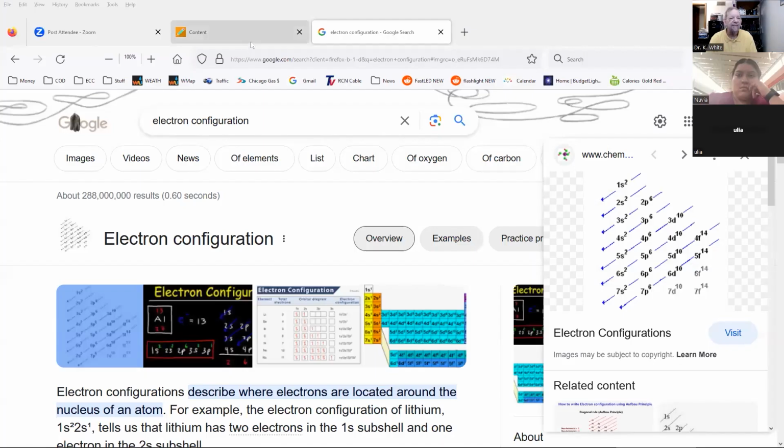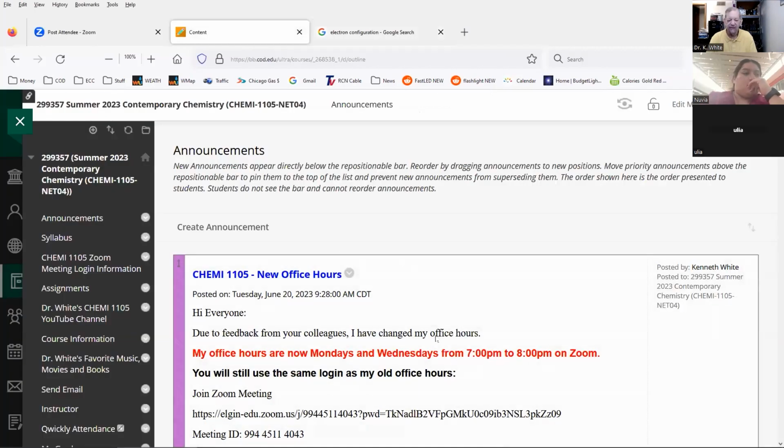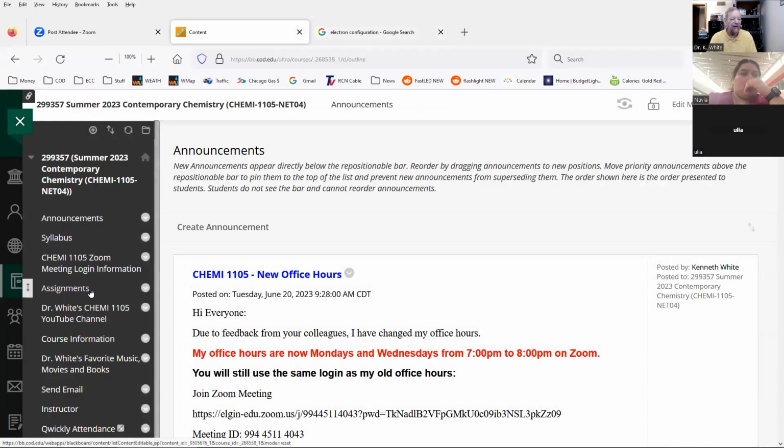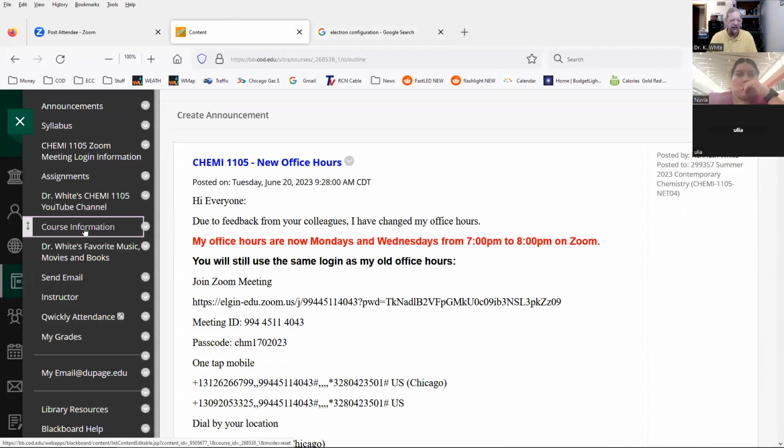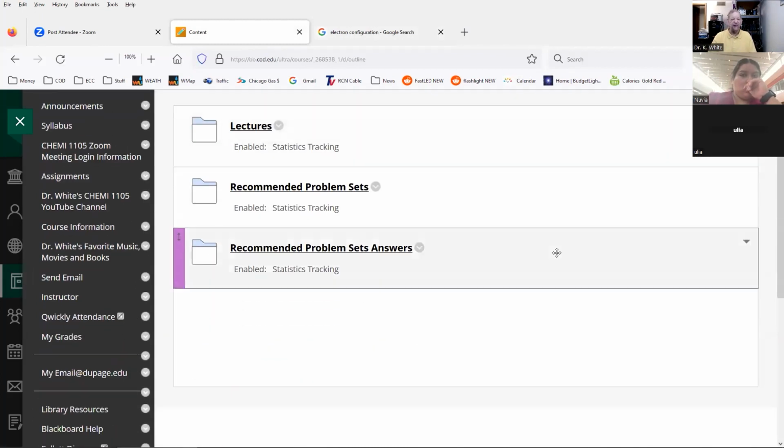And don't forget, I also have the folder. All this is in Blackboard under content. Let me show you. If you look where it says course information, click on that. There are 3 folders. The lecture files were in the lecture folder. The recommended problem sets were in the recommended problem set folder, and the recommended problem set answers you can find in the recommended problem set answer folder.